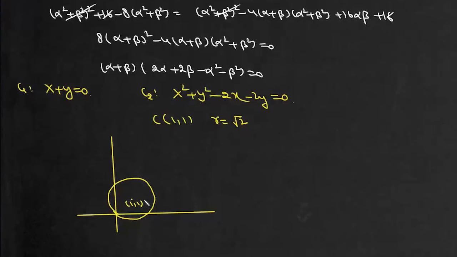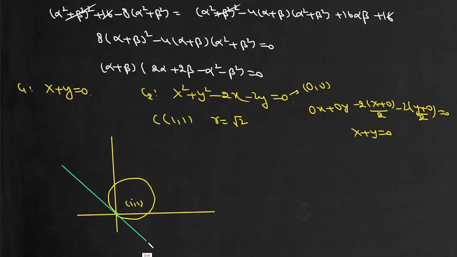And we also have this line x plus y equals 0. If we look at equation of tangent to this circle at 0, 0, it will be this: 0x plus 0y minus 2 into x plus 0 upon 2 and minus 2 into y plus 0 upon 2 equals 0. We'll get this equation as x plus y equals to 0. So basically this C1 is tangent to this circle at origin. So we have this line which is C1, and this equation is x plus y equals 0, and here this angle is 45 degrees.